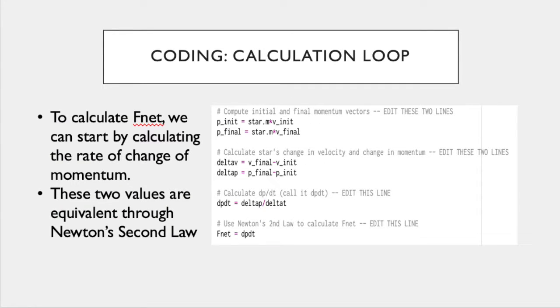Our next job is to edit the calculation loop to reflect our rate of change of momentum for our star. To do this, we first need to find our initial and final velocities. We can do this by multiplying our star's mass by its initial and final velocities respectively. Then, to calculate dp/dt, we subtract the initial momentum from the final momentum and then divide that difference by delta t. This will give us our dp/dt, and because they are equivalent, also our F net.